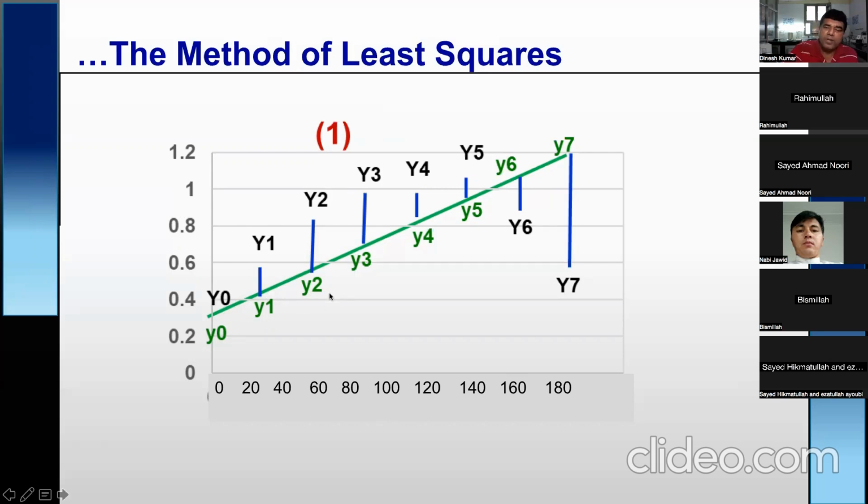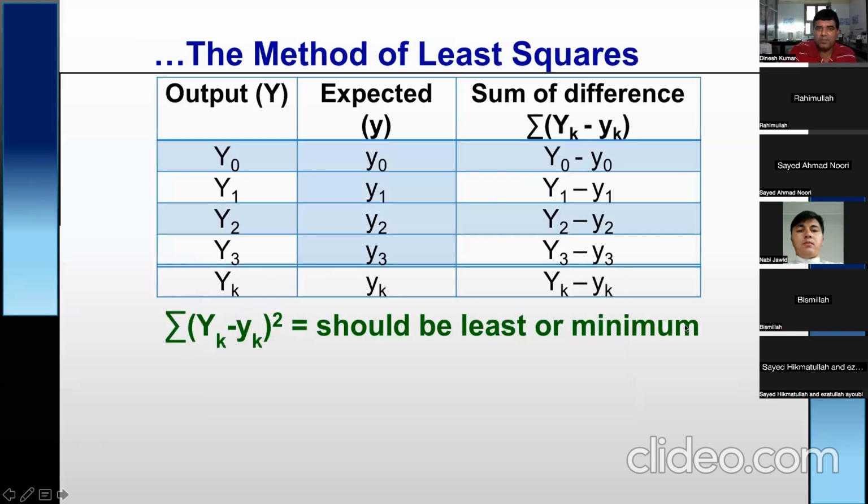So now what you can do, capital Y0 minus small y0, capital Y1 minus small y1. So these distances, and square each difference and make the total. So that total will give us the least or minimum sum of square. So therefore, this line would be the best fit.